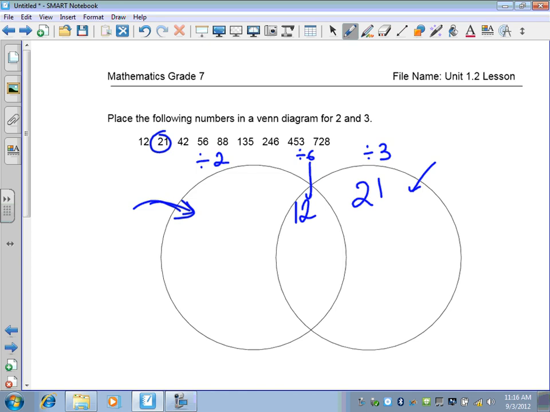42. 42 is an even number because it ends in 2. So you know it could possibly go in the left circle. Let's check for 3. Well, 4 plus 2 is 6, and 6 is the same as 2 times 3, so 42 is going to be in the middle.